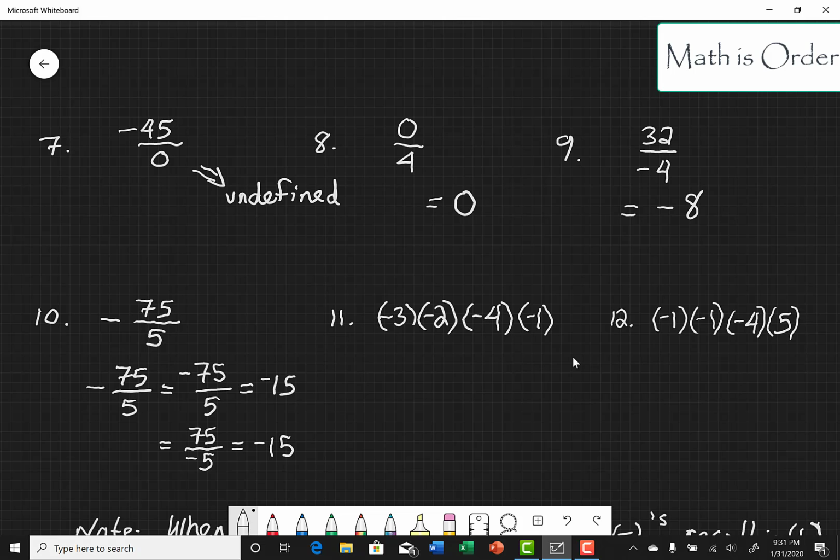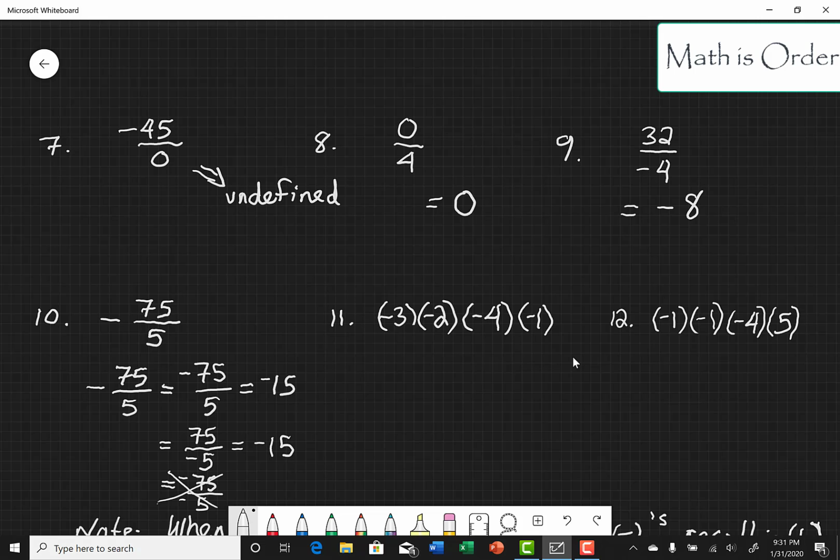But what is not allowable, and is a common mistake that people make, is to put the negative both in the numerator and in the denominator. And this is not allowable. So the negative in the middle there can go in the numerator or it can go in the denominator, but definitely not both.